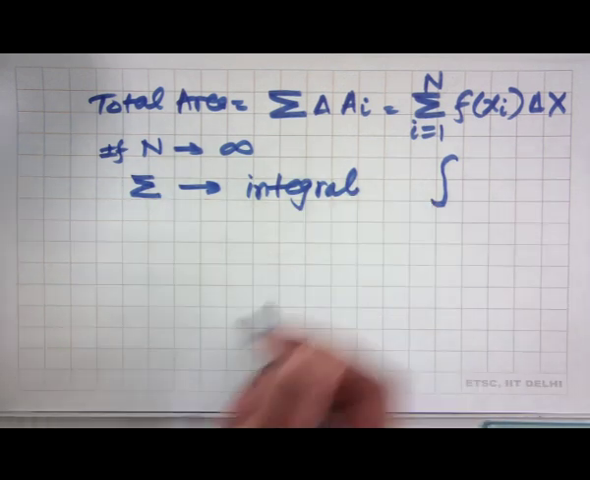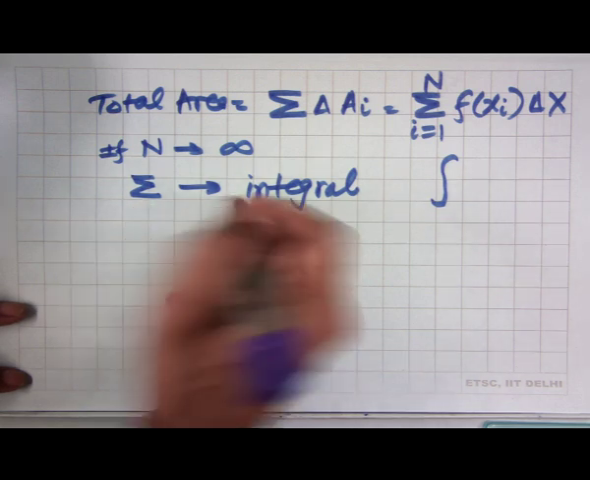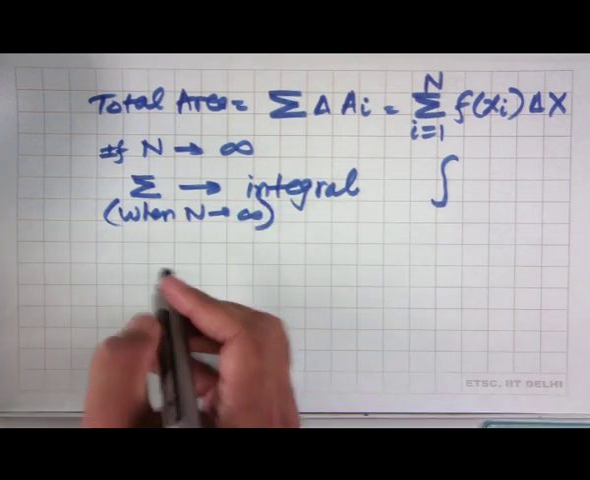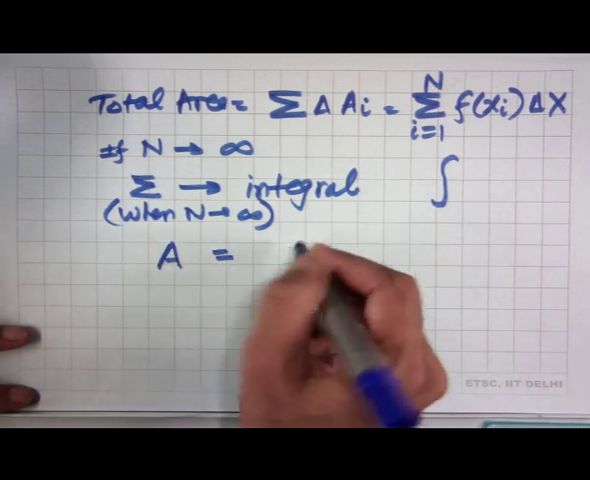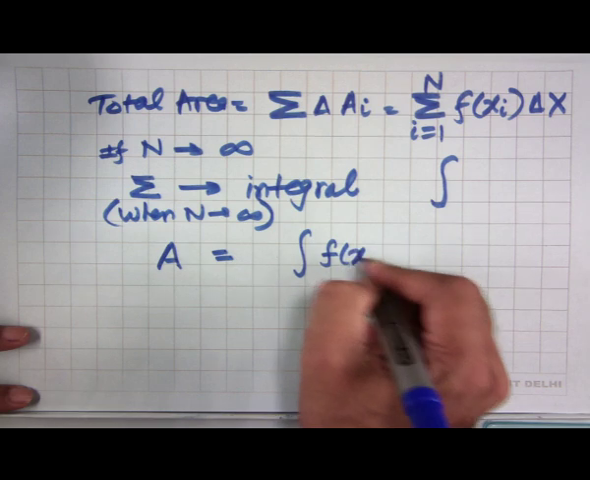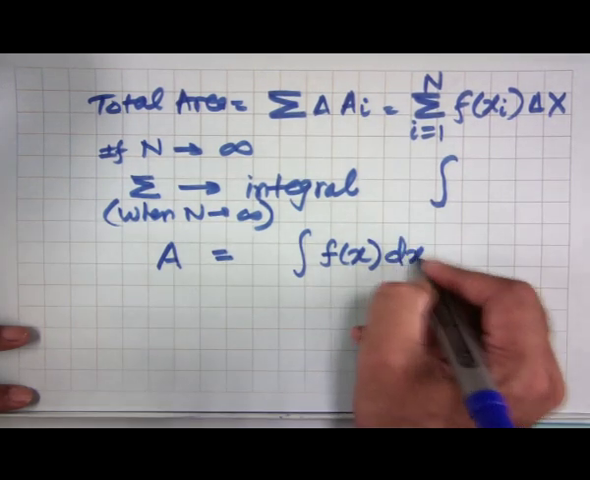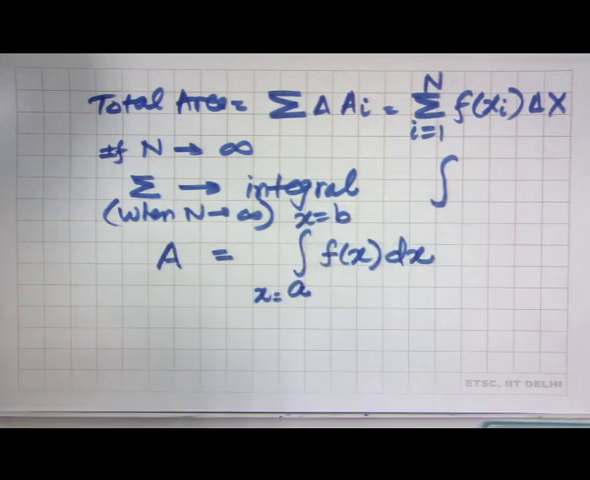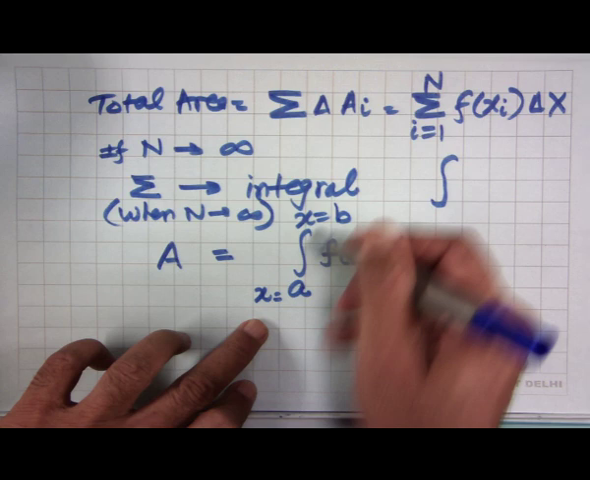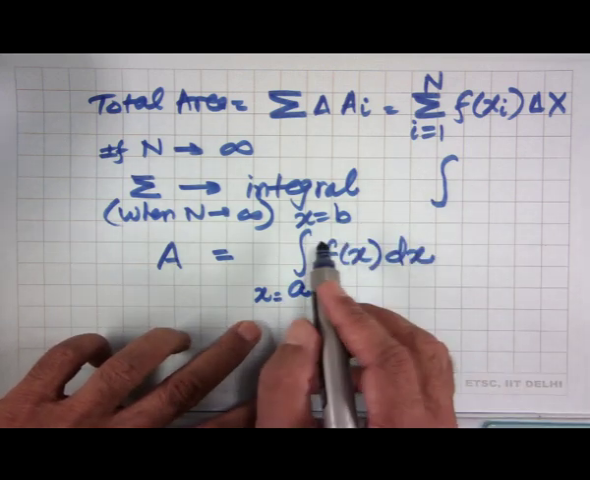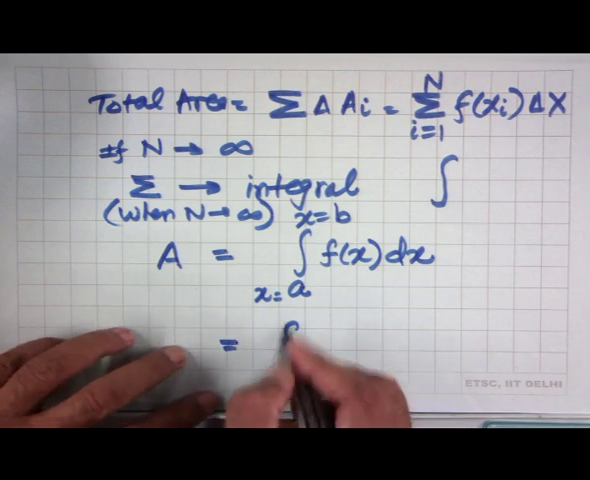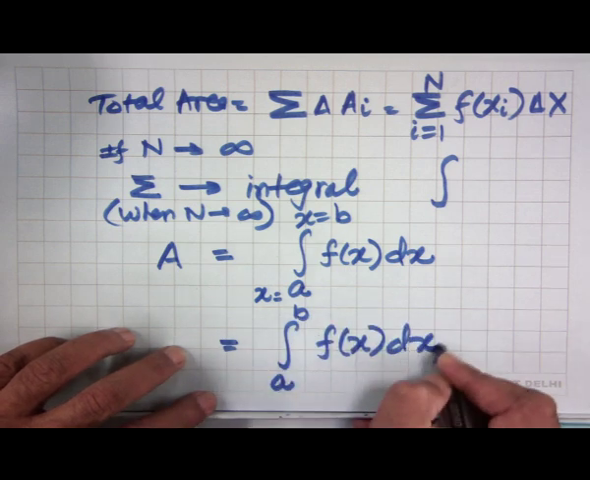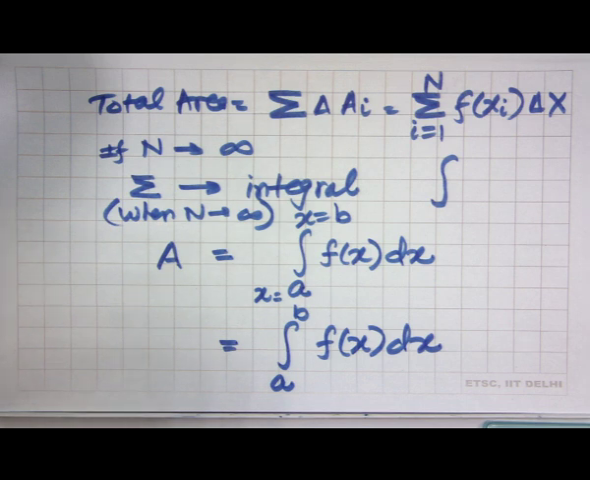This is the symbol of integral. So, when n tends to infinity, the sigma we call the integral, and what we say is the area is the integral of f of x and delta x, which we write as dx, and this goes from x is equal to a to x is equal to b. Right now, to explain to you, I have written x is equal to a and x is equal to b, but normally we write it as the integral from a to b of f x dx, and this is what we call the integral.